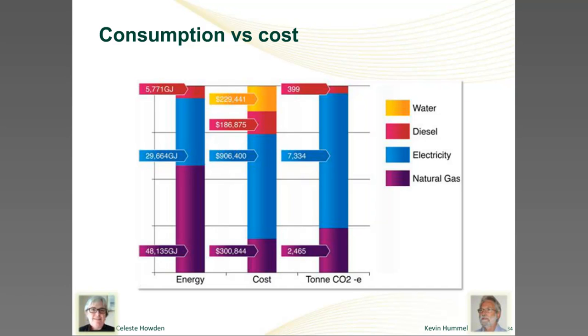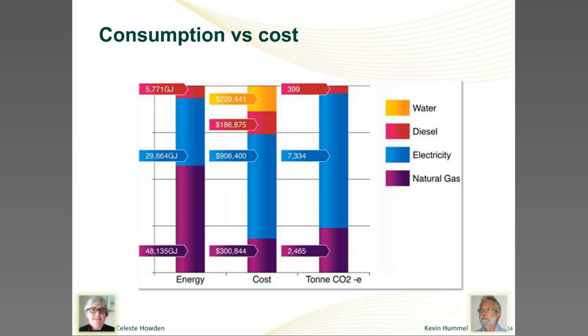It also shows the equivalent tonnes of CO2 being produced. All of these forms of energy burn a fuel to produce CO2, and so they all do produce CO2, and this then can be used to compare the impact of the different forms of energy. But we're not covering that side of it today.